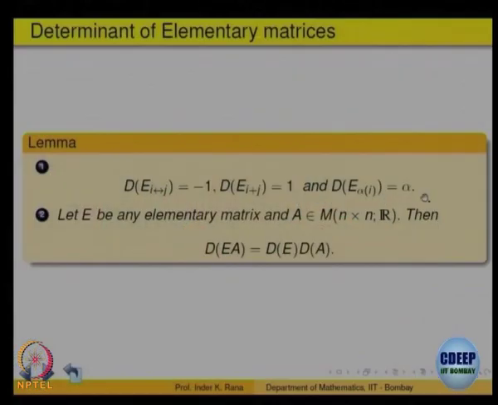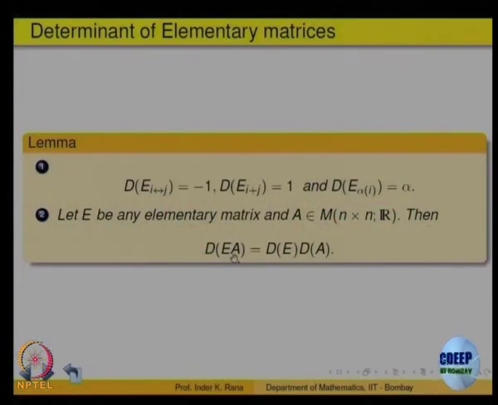Is it clear? Alpha times that is 1, that is alpha times the identity matrix. What is the determinant of the identity matrix? It is 1, that is a definition, the normalizing factor. The third defining property: the first one was that if 2 rows are identical, the determinant is 0, the second was linearity, the third was normalization, determinant of identity is 1, right. So, because of that this is alpha.